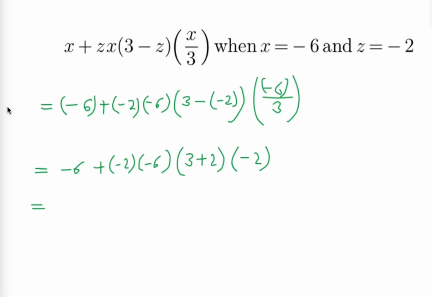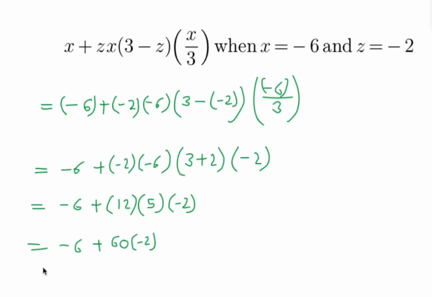Okay, now minus 6 plus minus 2 times 6, minus 6 is 12, and this is 3 times 2, 5, and then minus 2. So according to PEMDAS, first multiply. 12 times 5 is 60, and minus 2.